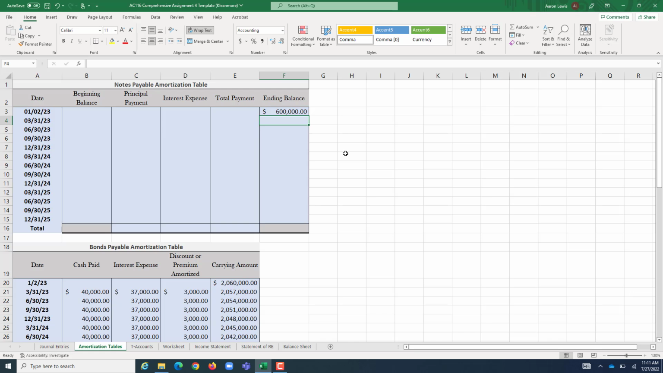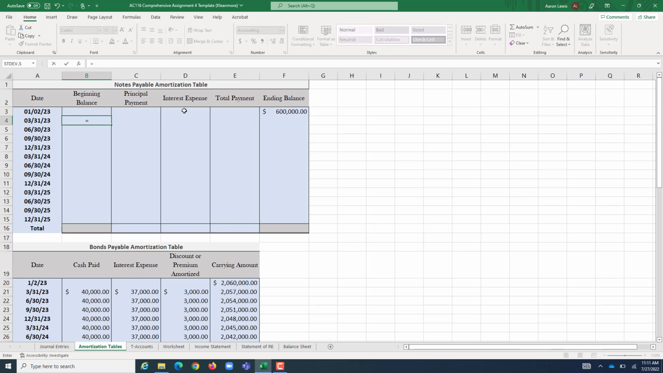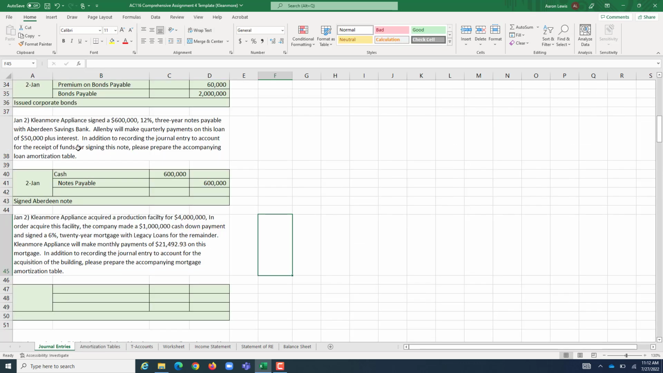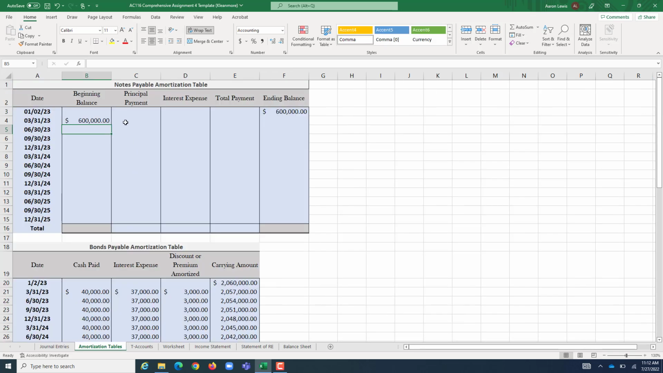Whatever you end one period with is what you begin the next period with. It makes sense that if we owed $600,000 on January 2nd, we're making our first payment on January 31st, but we've not made the payment yet, that we still owe that same $600,000. So your beginning balance is always equal to your last known ending balance. We came up with a structure for the repayment of this note where we have agreed, according to our information, to pay $50,000 towards principal every time, plus an interest charge. So our principal payment on here for our first payment is going to be that $50,000.